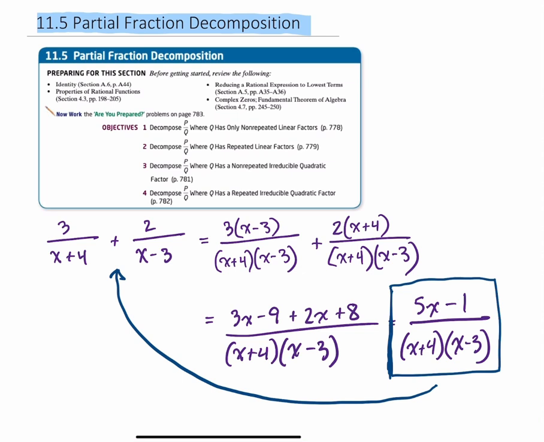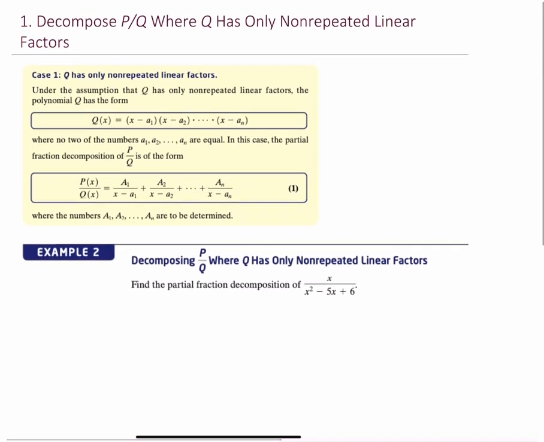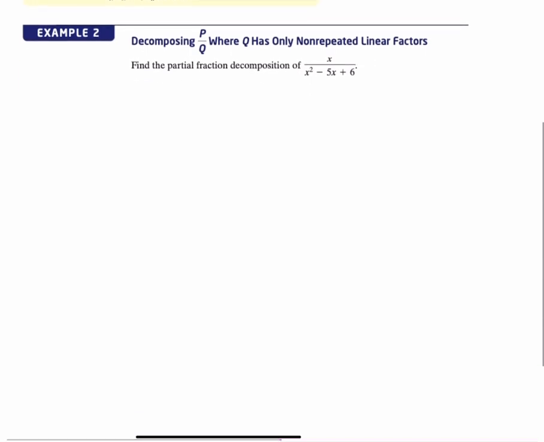We'll be splitting up or decomposing a single fraction with some factors in the denominator into multiple fractions with those factors split up. So we'll see a few different cases. We'll start with our first case, which is called having non-repeated linear factors. So let's look at the example first, and then we'll come back to this general statement here. We can just start with example 2.